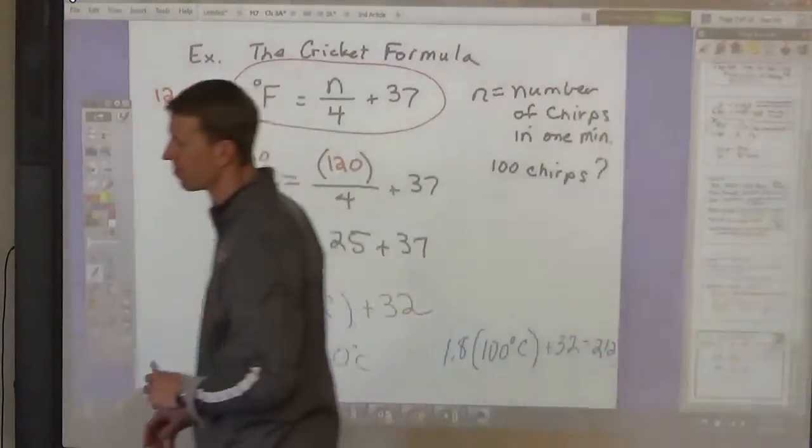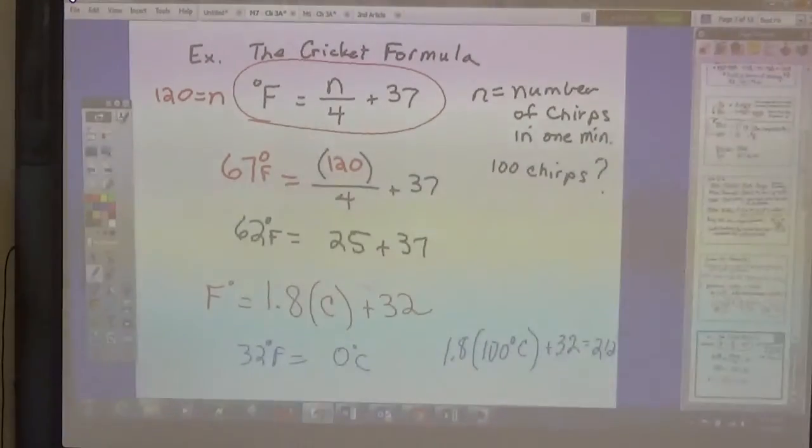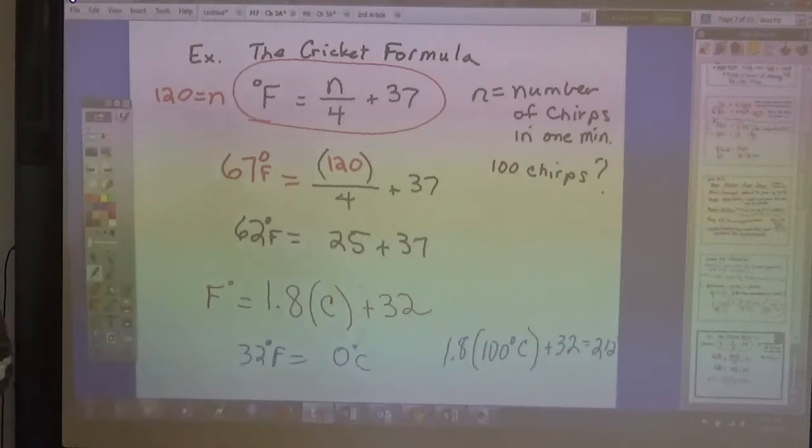Okay? So, I want you to practice these formulas for tomorrow. Do 2 to 14 evens. That's page.